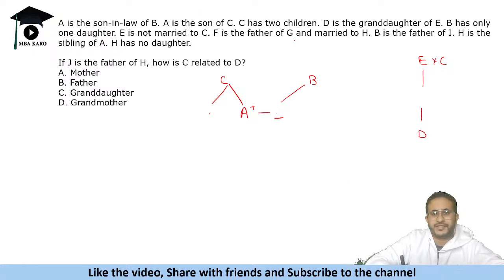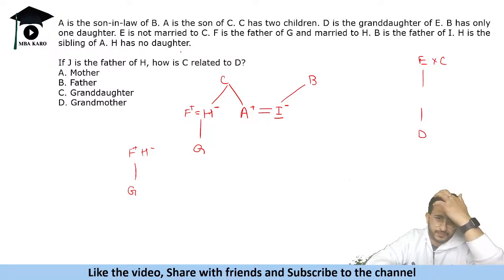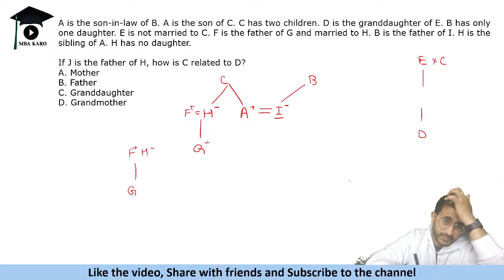F is the father of G and married to H. B is the father of I. That means I will be the daughter. And then we are given that H is the sibling of A. So this is H, the sibling, and we know H is female, and F and H are married. Okay, and they have a child G. H has no daughter, so this is a son.